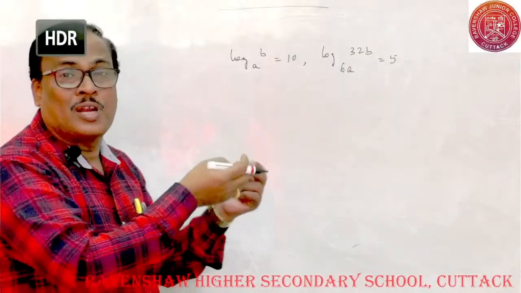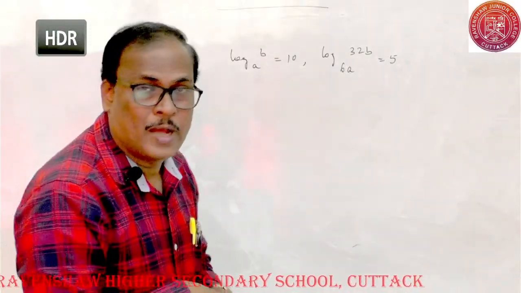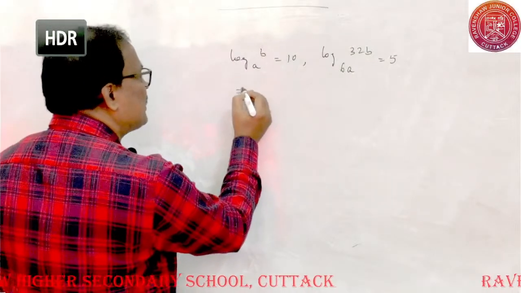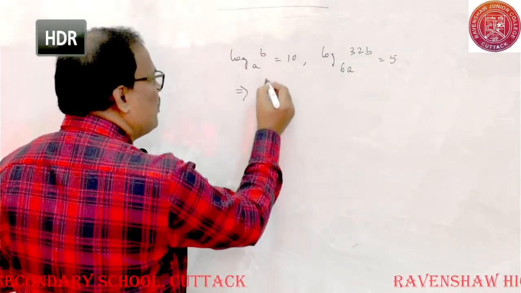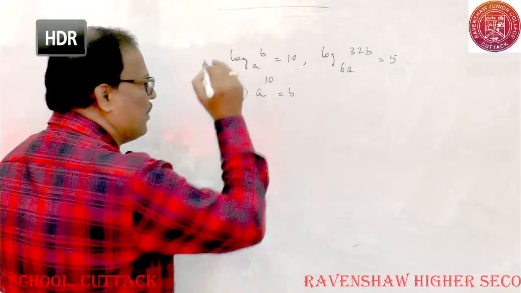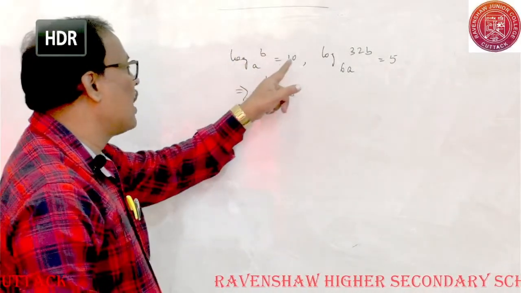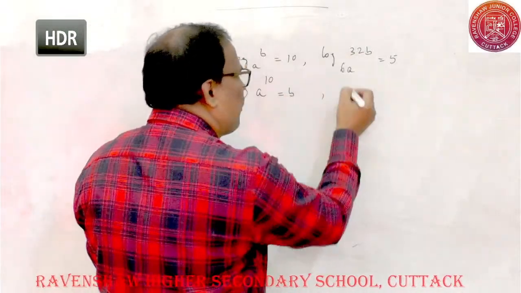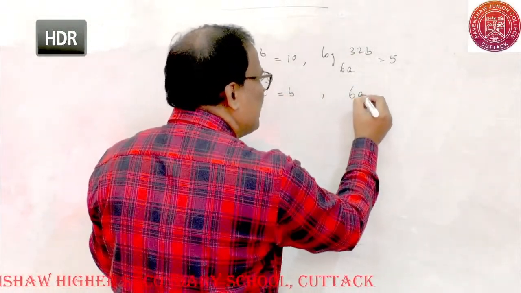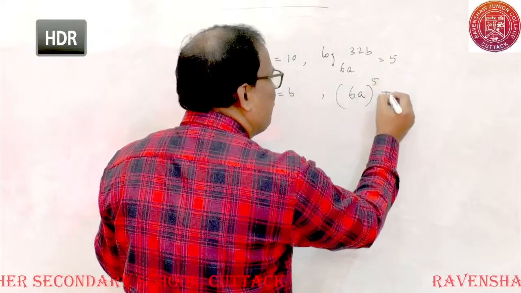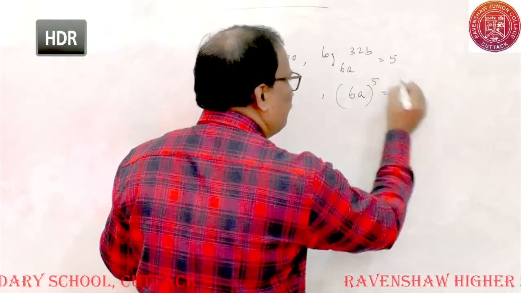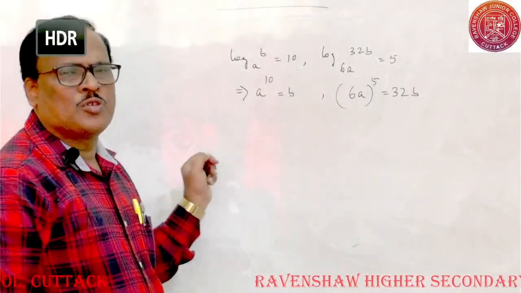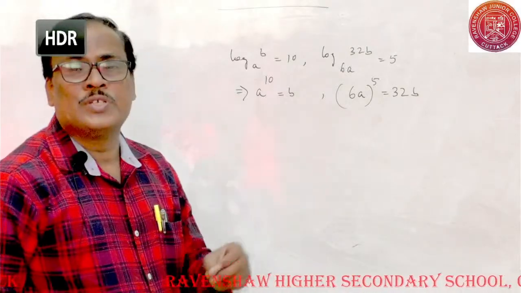First we will convert to exponential form. So this implies that a to the power 10 is equal to b. Converting the other one to exponential form, 6a to the power 5 is equal to 32b.